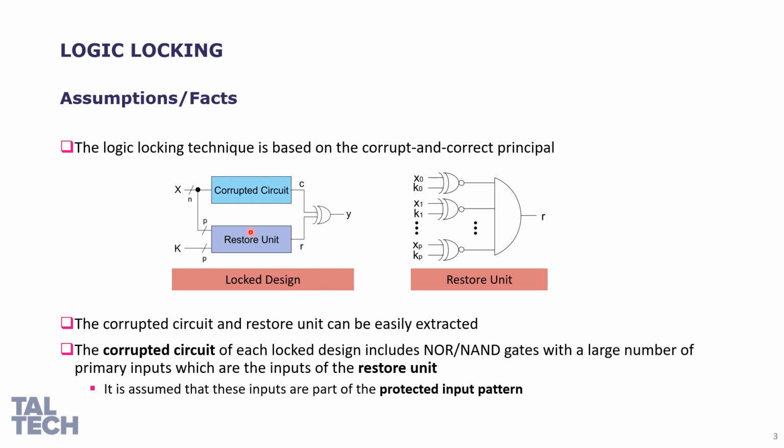Concerning logic locking, it is based on the corrupt and correct principle. If we look over this figure, we have 2 different circuits. One circuit represents the corrupted circuit and the other one is the restore logic. So we can easily extract and differentiate between these 2 types of units in the obfuscated design. The corrupted circuit has a large number of primary inputs which are connected with NOR and NAND gates, which are further inputs of a restore unit, as shown in this figure. And from our analysis, we assume that this is a part of the protected input pattern.